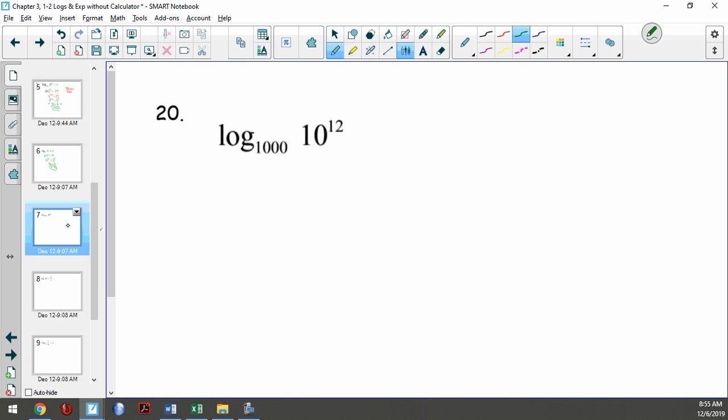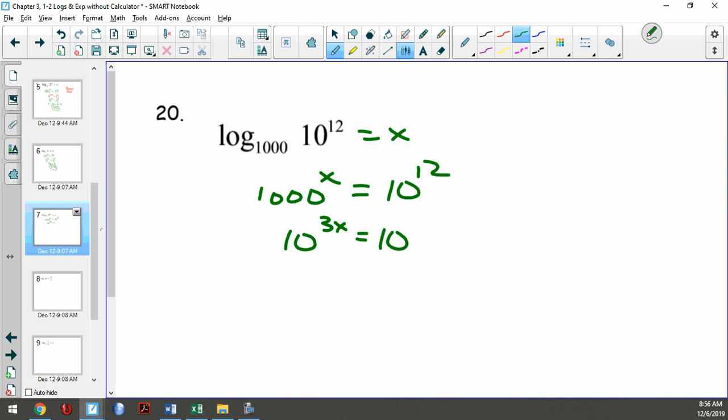So what do you think? Set equal to x. 1,000 to the x is equal to 10 to the 12th. What is 1,000? 10 to the 3x is equal to 10 to the 12th. So 3x is equal to 12. x is equal to 4.